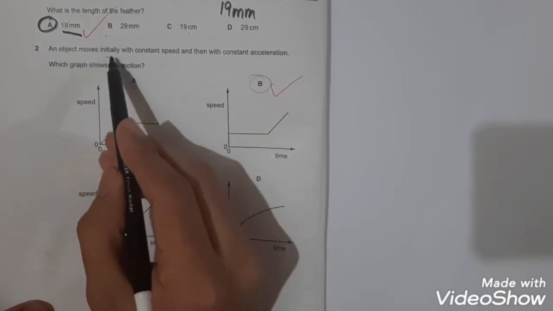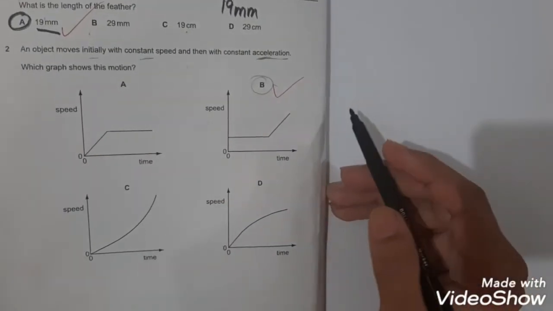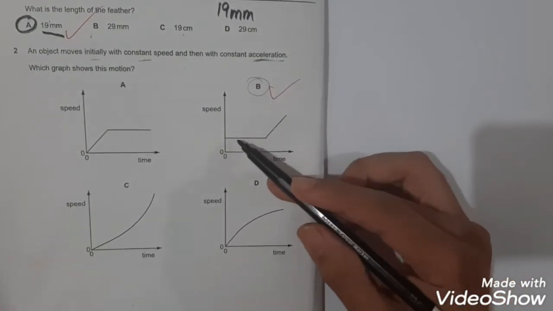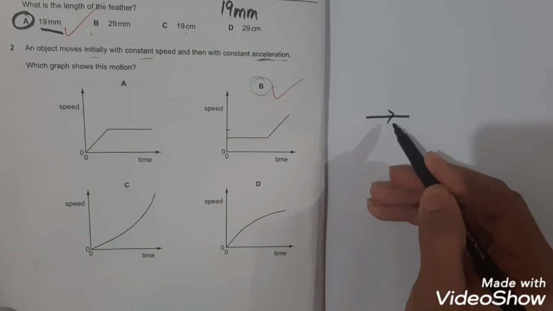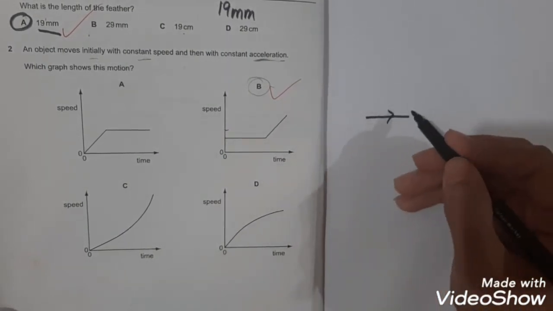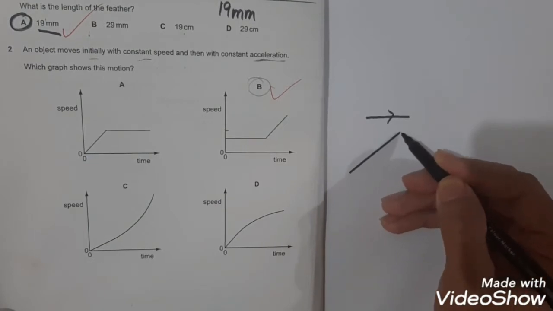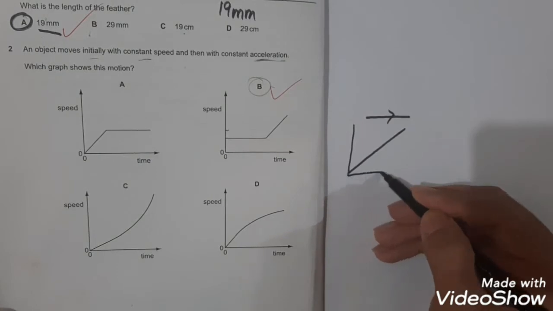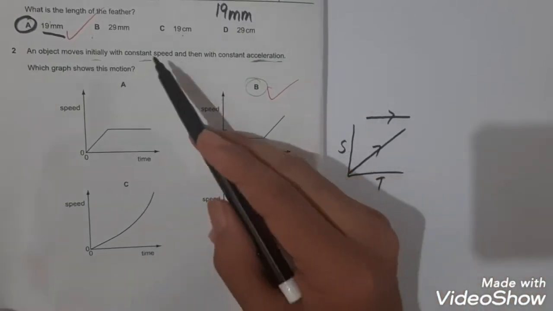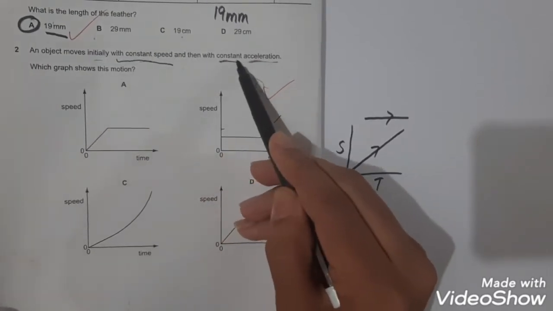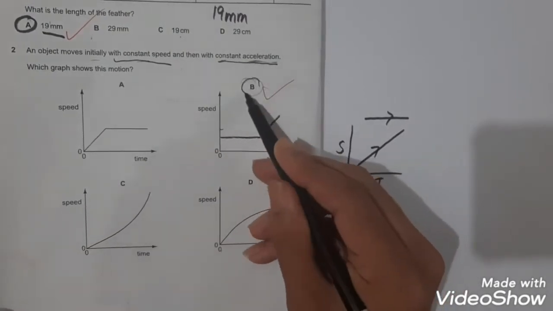Question 2 states an object moves initially with a constant speed, then with constant acceleration. Which graph shows this motion? The line of the speed-time graph will be a straight horizontal line when it is moving at a constant speed, but once it starts accelerating at a constant acceleration, that line will be a straight sloping line. Over here first we have constant speed, then constant acceleration. So B will be the correct answer.